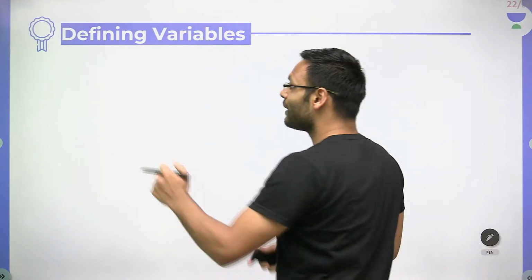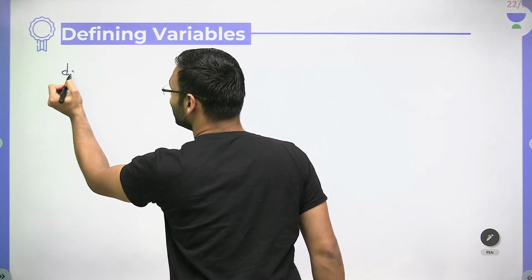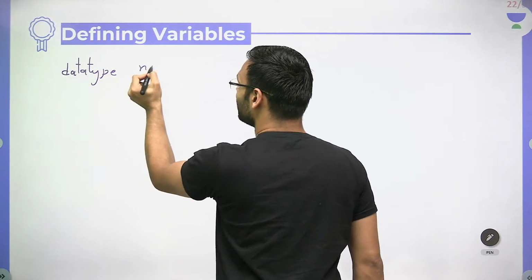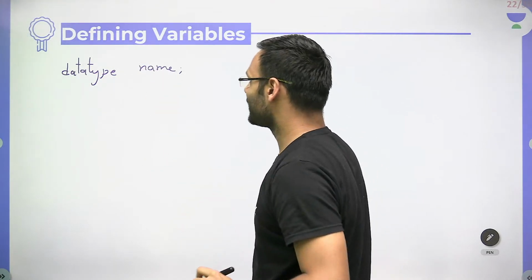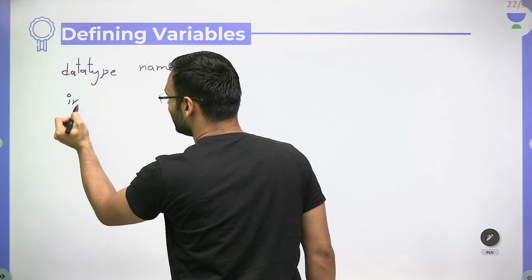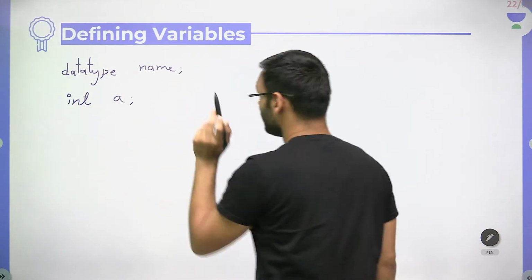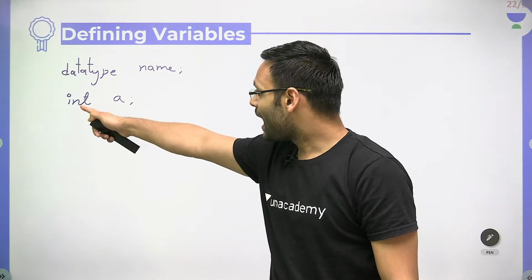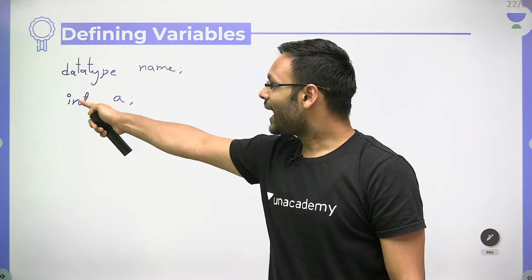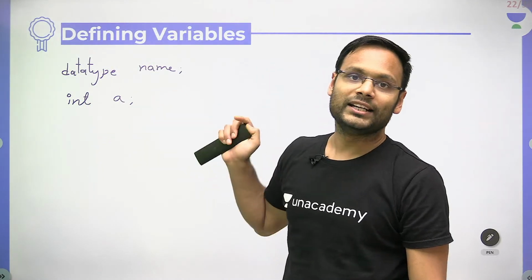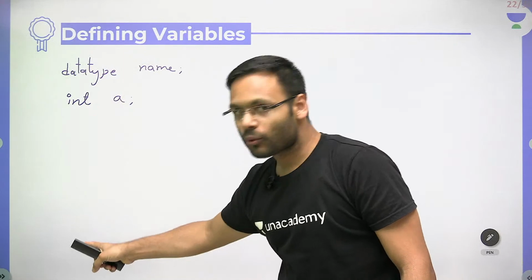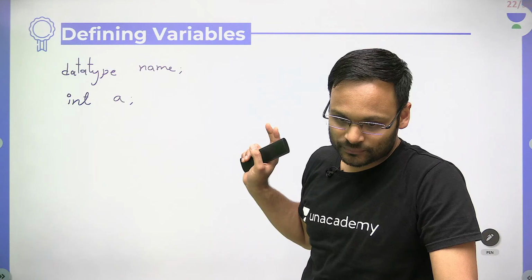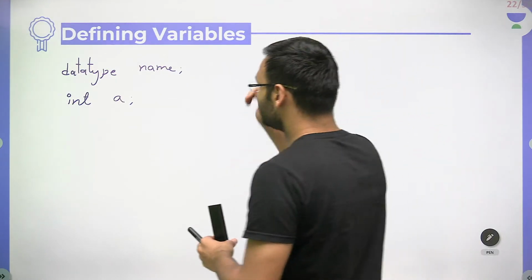Defining variables. How to define a variable? First of all, you will have to write the data type of that variable, and after that a space and the variable name. Like I have defined an integer variable a and a semicolon. Semicolon is very important in programming languages, specifically C. What is the meaning? I have a variable named a and its type is integer, which means it can store any integer value. So later on in the program, if I want to assign any integer value to this, I can assign it easily.